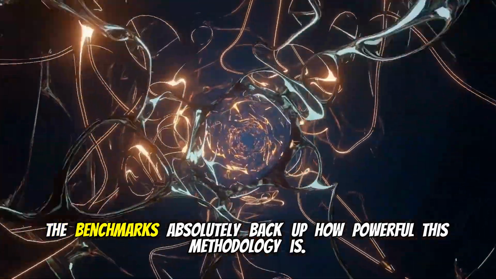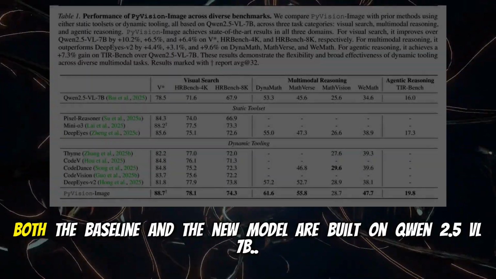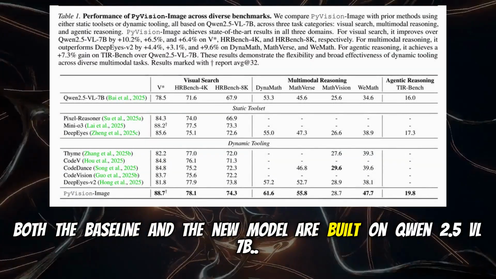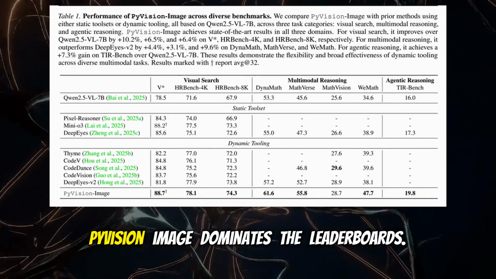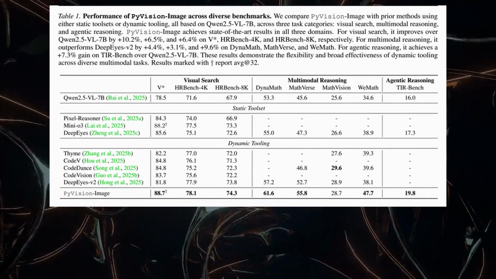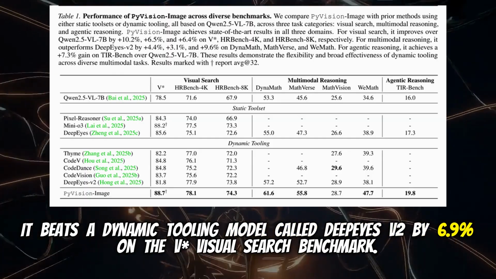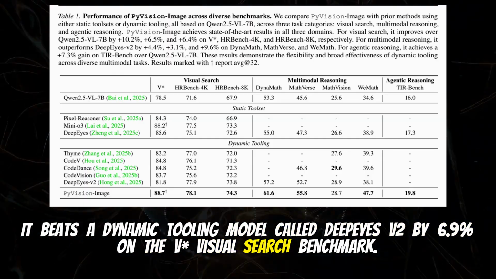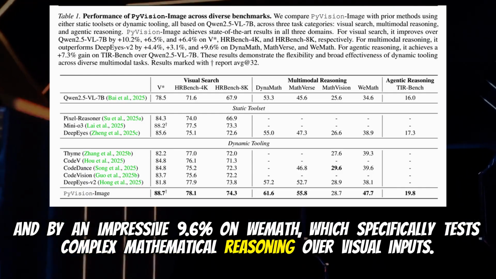The benchmarks absolutely back up how powerful this methodology is. Both the baseline and the new model are built on Qwen 2.5 VL 7B. PyVision-Image dominates the leaderboards. It beats a dynamic tooling model called DeepEyes V2 by 6.9% on the V-Star visual search benchmark. And by an impressive 9.6% on WeMath, which specifically tests complex mathematical reasoning over visual inputs.